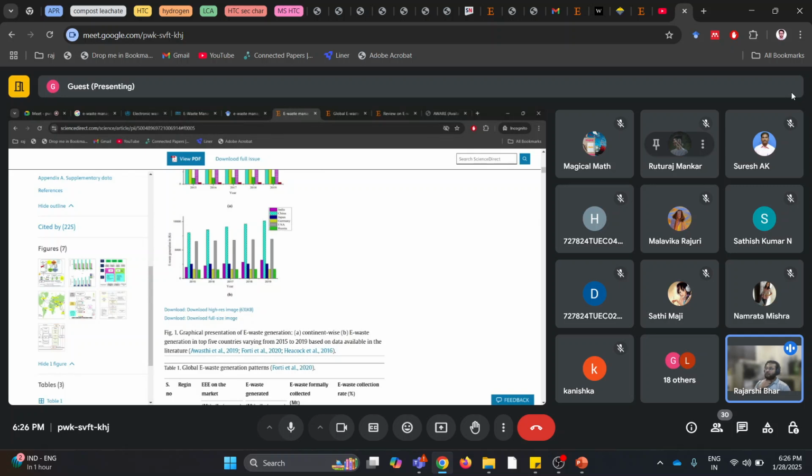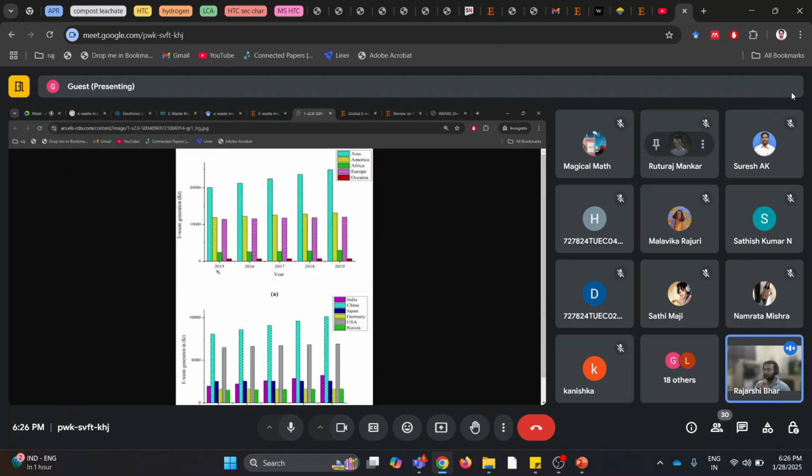Now the first figure is a graphical presentation of the e-waste generation continent-wise, as well as e-waste generation in the top five countries, varying from 2015 to 2019. Fine, so now let's look into this figure.